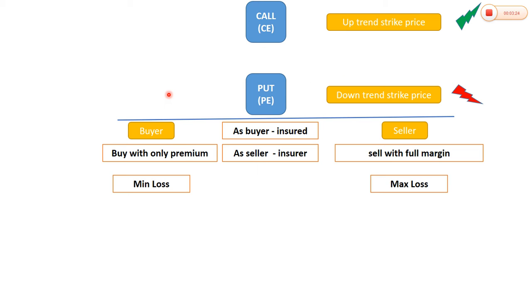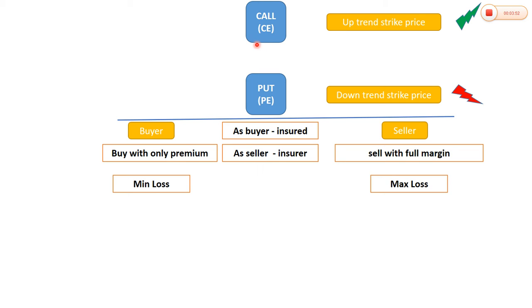So let's go to the buyer and seller perspective. The buyer is an insurer, and the seller is also an insurer. The buyer is the one who gets insurance by paying a premium. The seller is the person who is giving insurance. So these two things will play a major role in call and put options.